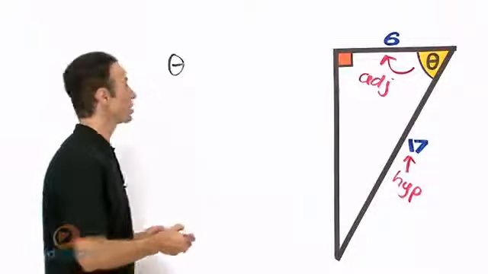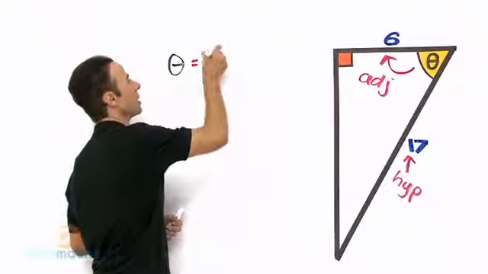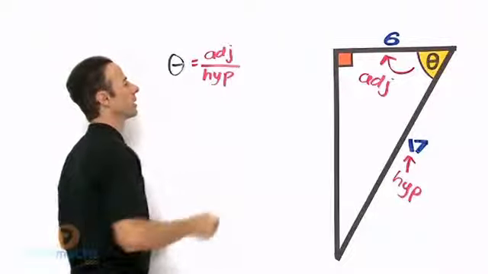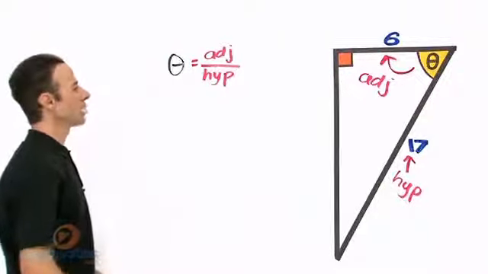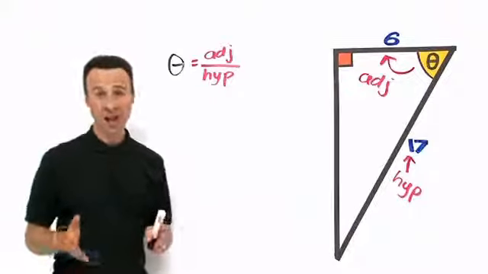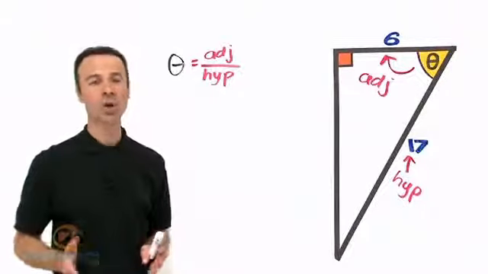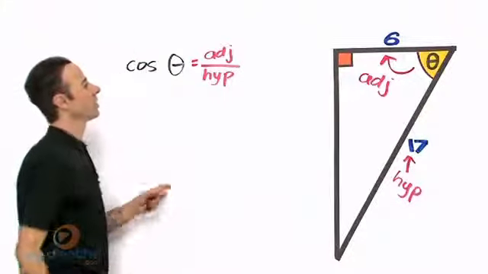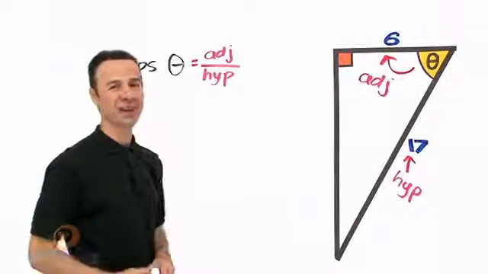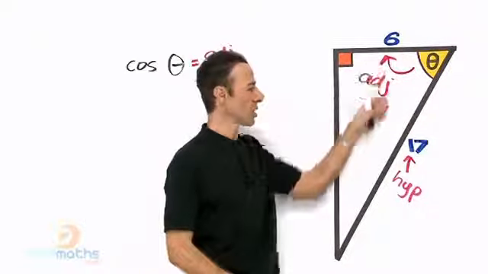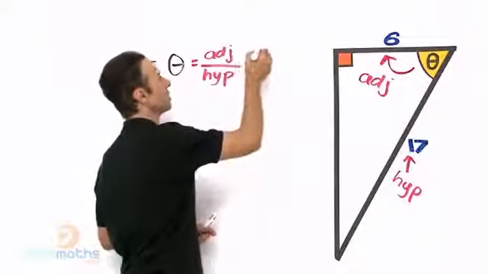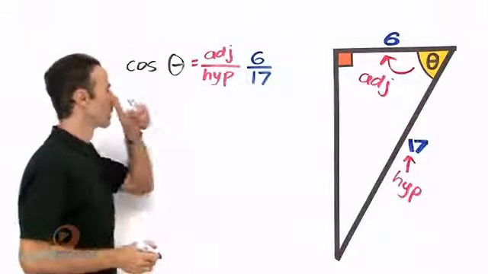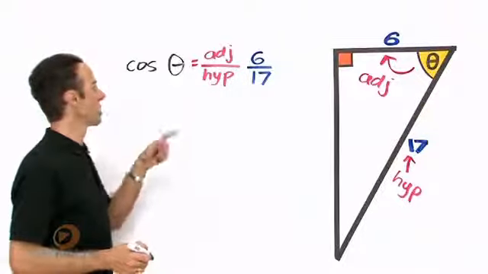So let's write those ratios out. So the theta equals adjacent over hypotenuse. Okay, now let's work out adjacent over hypotenuse. Is it a sine? No. Is it a tan? No, it's a cos, isn't it? So let's put the cos in there. Cos theta equals adjacent over hypotenuse, and what does that equal? Well, it's 6 over 17, as we can see. So let's write that down, 6 over 17.